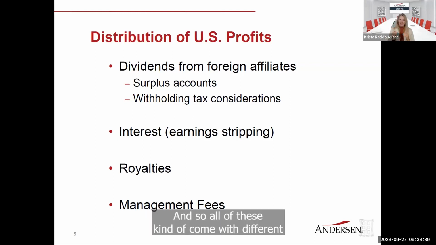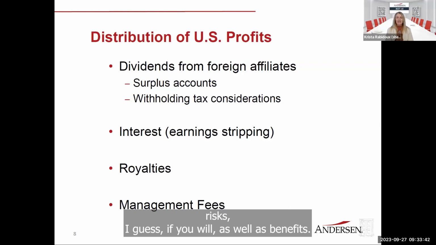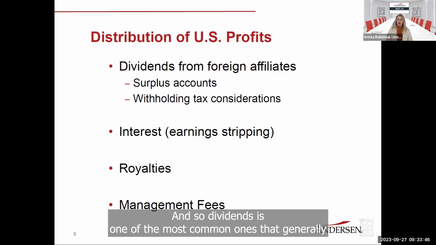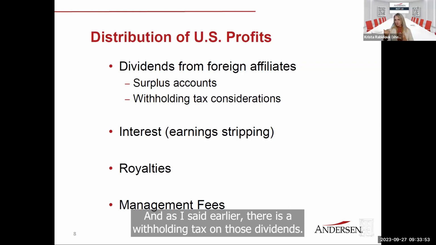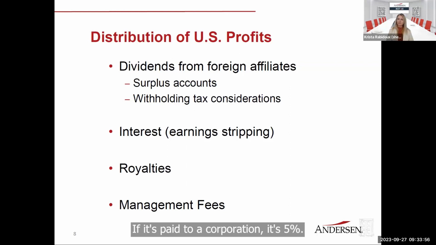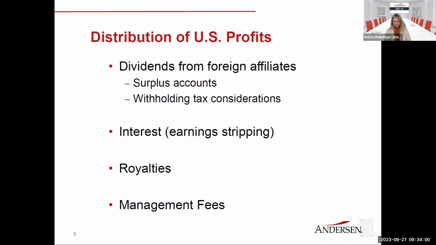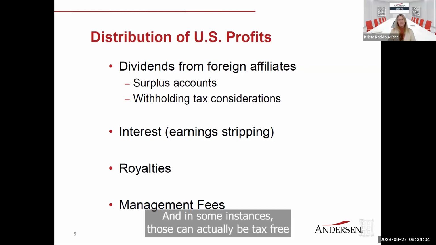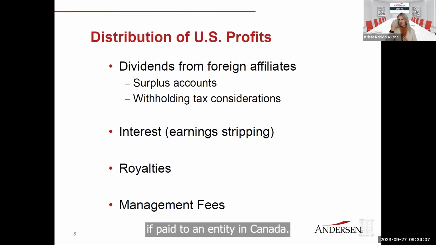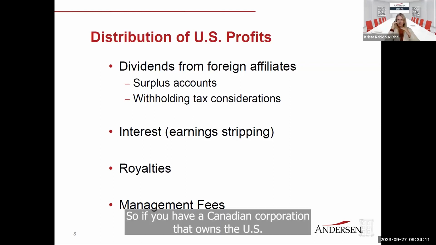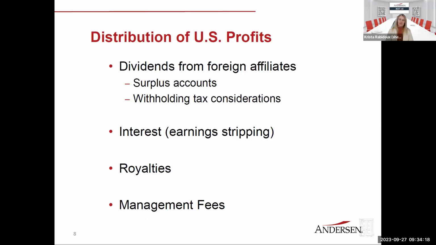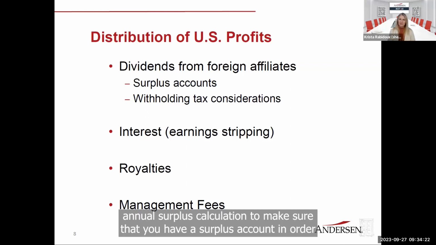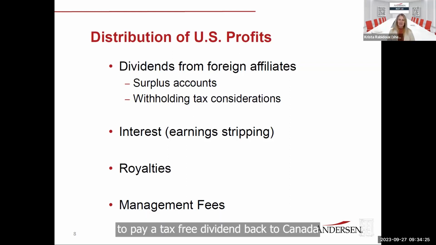All of these come with their different risks, I guess, as well as benefits. Dividends is one of the most common ones that generally we will see when you're trying to repatriate profits. And as I said earlier, there's a withholding tax on those dividends. If it's paid to a corporation, it's 5%. If it's paid to anybody else, it's 15%. And in some instances, those can actually be tax-free if paid to an entity in Canada. So if you have a Canadian corporation that owns the US corporation and you pay that dividend, Canada might allow a deduction for that dividend. Now, in order to do that, you should be doing an annual surplus calculation to make sure that you have a surplus account in order to pay a tax-free dividend back to Canada, and make sure you do the withholdings.